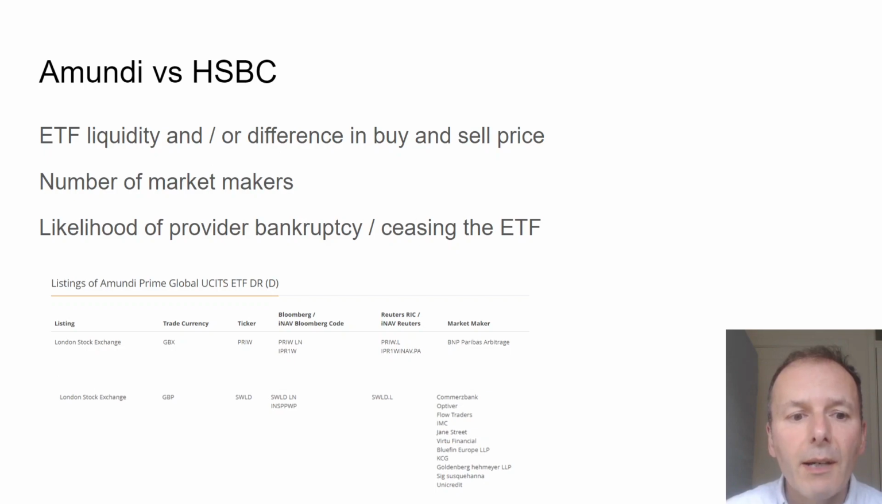The number of market makers for Amundi, well, actually it's only one, whereas this one is State Street, but it's got nearly a dozen market makers. So if there's only one person telling you the price, it's not very competitive and you could get stung. There's also the possibility of provider bankruptcy, this is Amundi in this case, or them just deciding, well, we don't want to run the ETF anymore because we're not making any money out of it. So the larger, more reputable the ETF provider, the better.